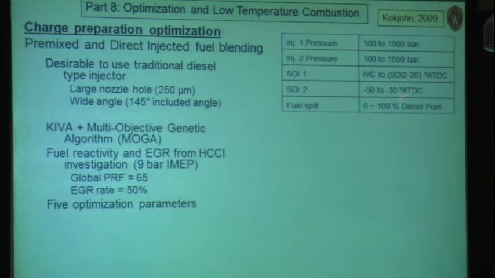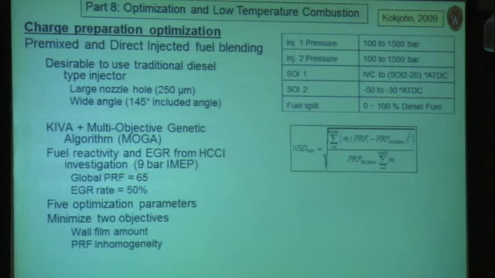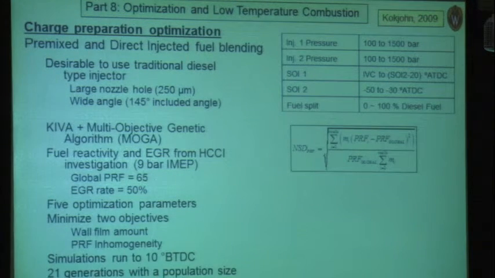We spanned a range from intake valve closure up to a time 20 degrees before the start of the second injection. In the second injection, we spanned from 50 to 30 degrees before top dead center. Early injections create enough time for some mixing of the reactive and non-reactive fuels. And the fuel split between the diesel and gas in these 2 pulses was from 0 to 100%. So those were the optimization parameters, and we ran our simulations.